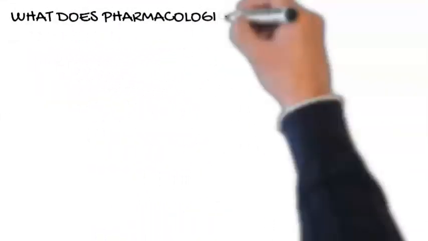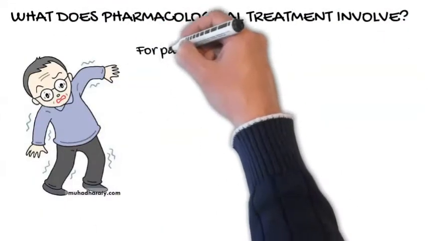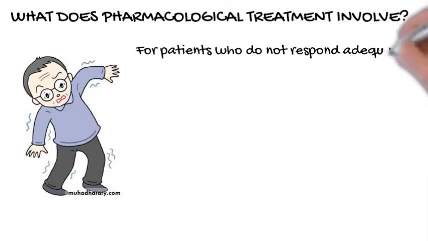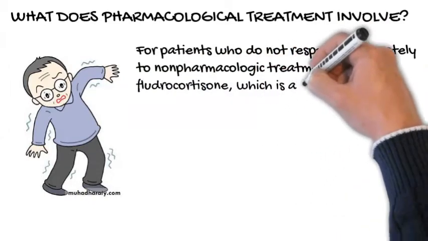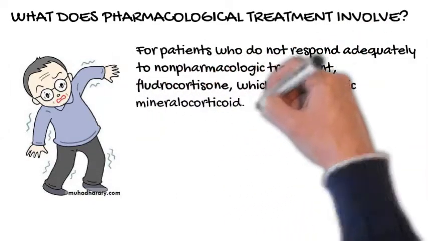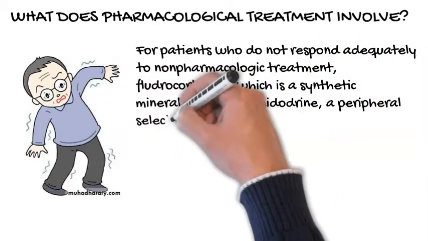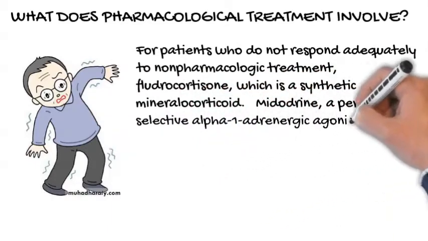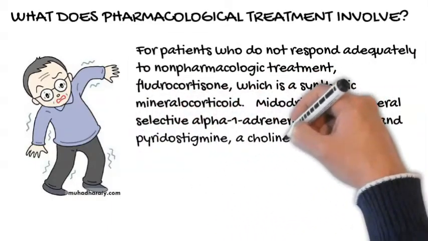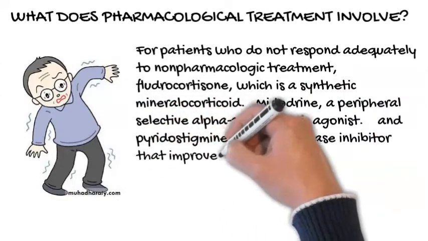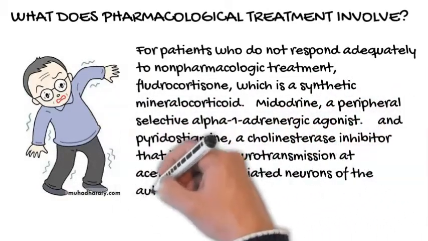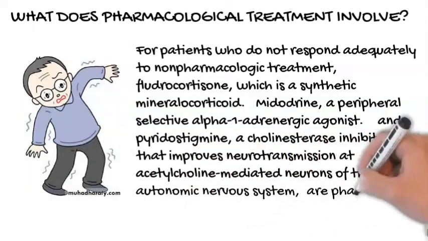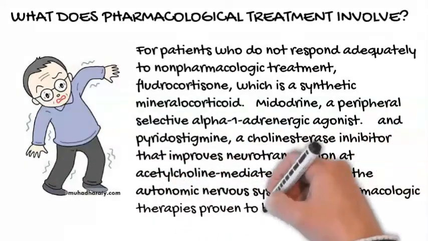What does pharmacological treatment involve? For patients who do not respond adequately to non-pharmacologic treatment, fludrocortisone, which is a synthetic mineralocorticoid, midodrine, a peripheral selective alpha-1 adrenergic agonist, and pyridostigmine, a cholinesterase inhibitor that improves neurotransmission at acetylcholine-mediated neurons of the autonomic nervous system, are pharmacologic therapies proven to be beneficial.